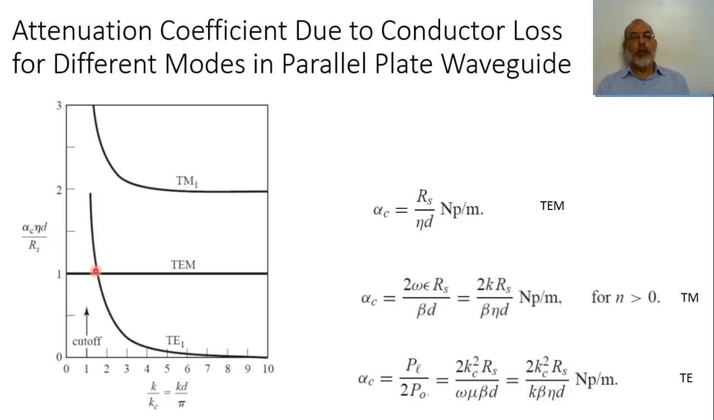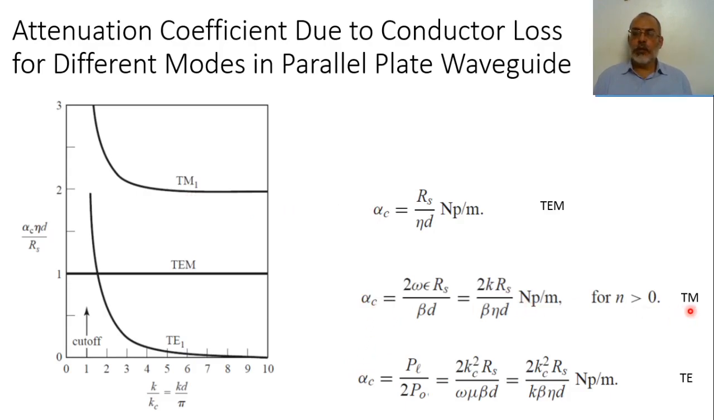But above the cutoff frequency, at frequency greater than the cutoff frequency, the attenuation or the conductor loss due to the transverse electric mode is much smaller than the transverse electromagnetic mode, and the transverse electromagnetic mode is nearly constant, independent of frequency, but the transverse magnetic mode is the highest one. And this can be represented from the equations.